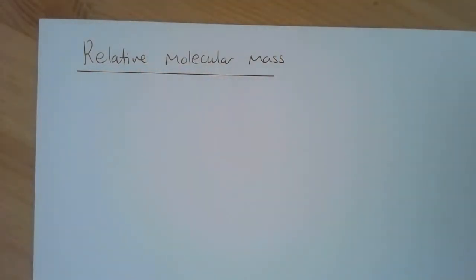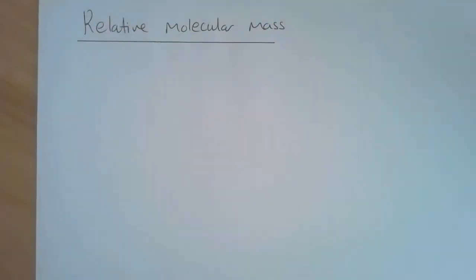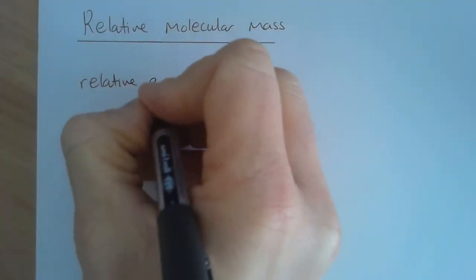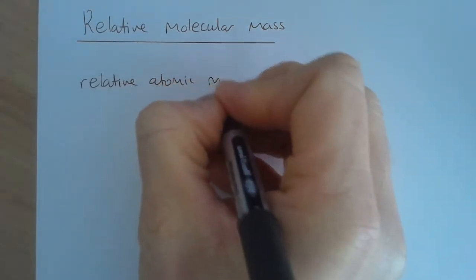So we're going to have a look today at calculating or working out relative molecular mass. Before we do that, we need to think about what the term relative molecular mass comes from and how it's related to relative atomic mass. So if we have a look at relative atomic mass, this is something we've come across before.